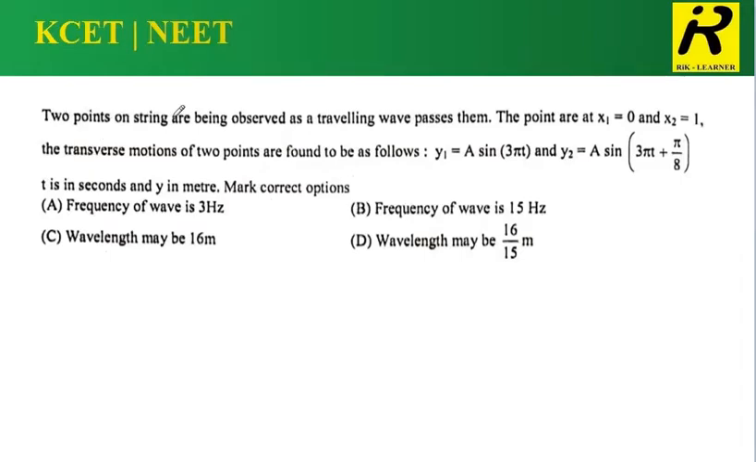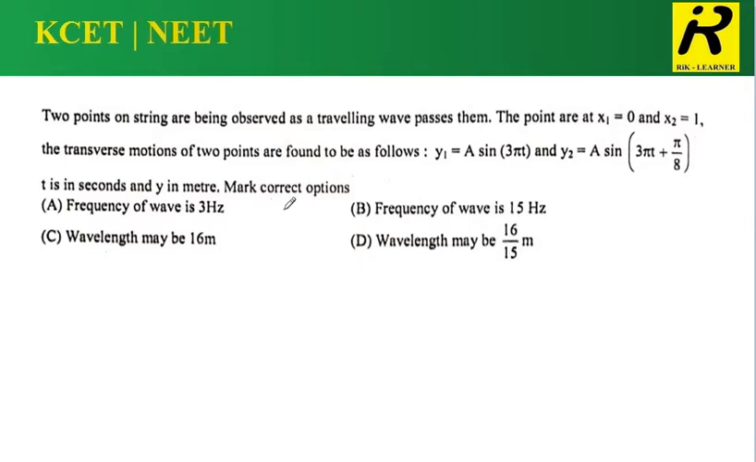Two points on a string are being observed as a traveling wave passes them. The points are at x equals 0 and x equals 1. So the first point is x1 and the second point is x2. The transverse motions of the two points are found to be as follows: y1 equals a sine 3 pi t and y2 equals a sine (3 pi t plus pi by 8). t is in seconds and y is in meters. Mark the correct options.